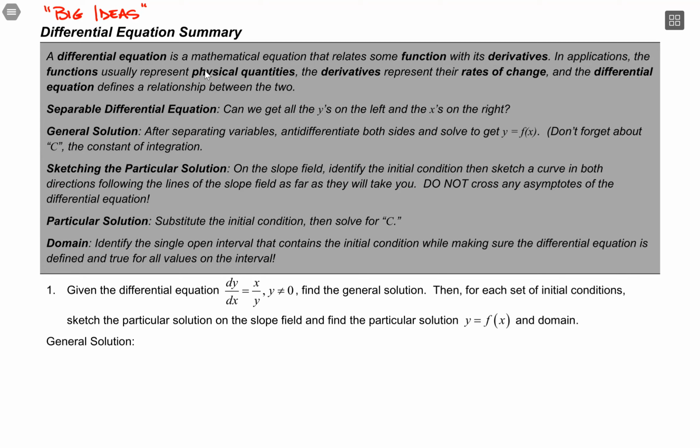First of all, it says a differential equation is a mathematical equation that relates some function with its derivatives. In applications, the functions usually represent physical quantities and the derivatives represent their rates of change. So anytime we have a differential equation, the function is a quantity, the derivative is a rate of change. All right, folks, so that's the basics here, and then separable differential equations.